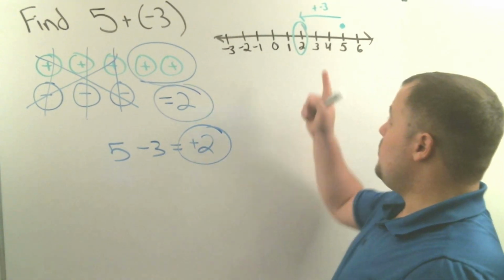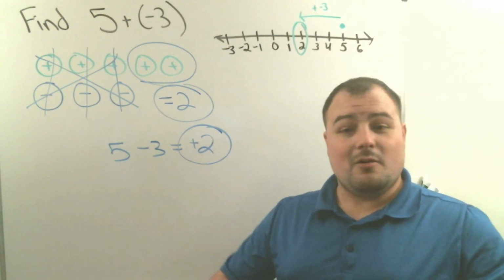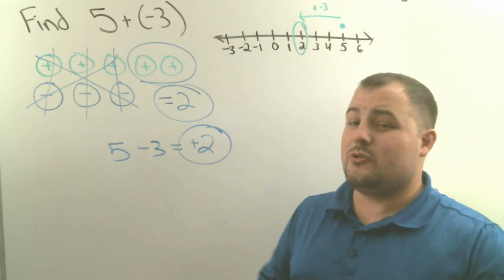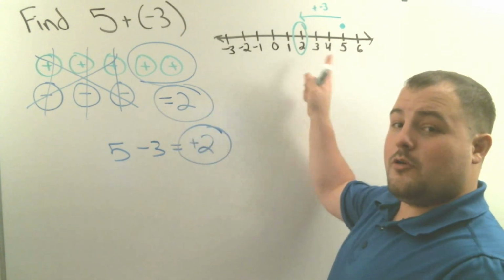And if you look, we have positive 2 here, positive 2 there, positive 2 there. We've got 2 everywhere. 2 is our answer. That's how we do this. We can do it with number counters, we can do it with the number line, or we can do it mathematically.